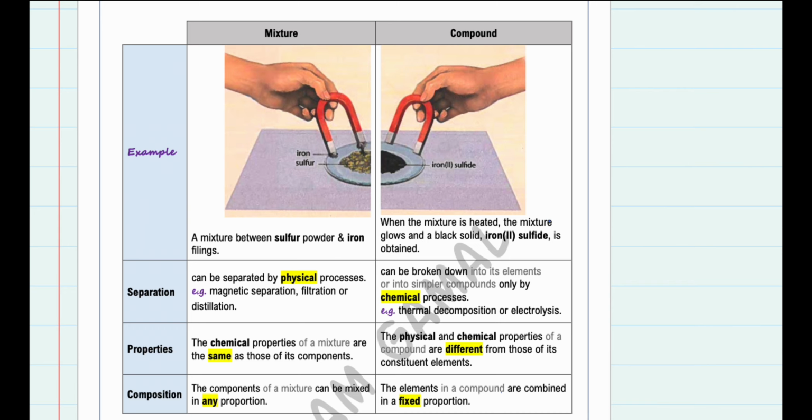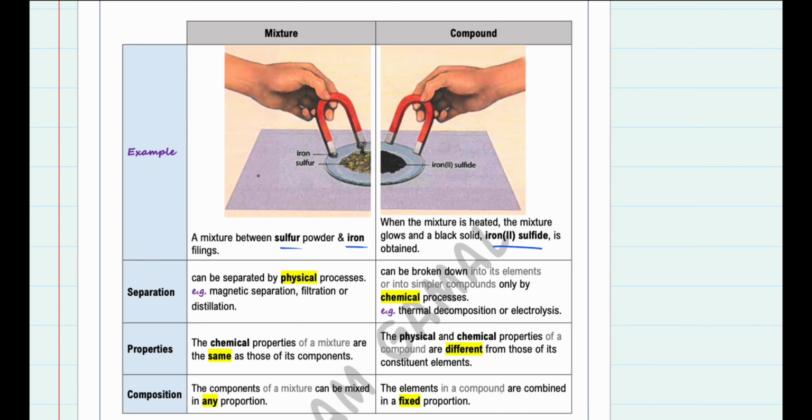Now let's summarize everything between mixtures and compounds in that table. An example of a mixture: when you mix sulfur element and iron element, you have a mixture of 2 elements. An example of a compound: when you heat them together and you form iron(II) sulfide. So now iron and sulfur are chemically combined together to give you iron sulfide.